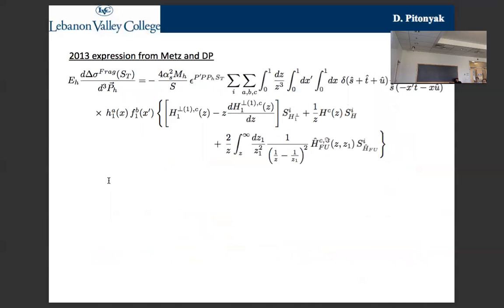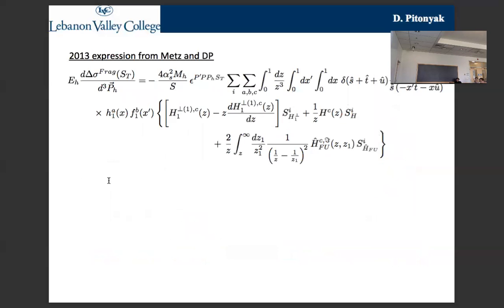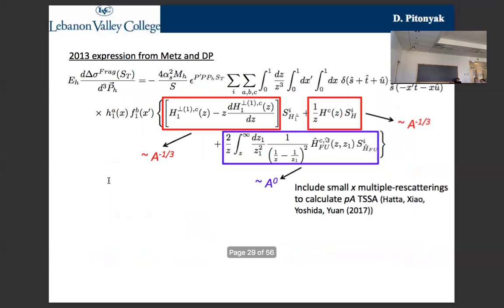So what was done by Yoshi and his collaborator was to look at our fragmentation mechanism and see what happens when they include multiple rescattering corrections to this. What is the behavior of these terms? At that time there was only the STAR results, the PHENIX results weren't out yet. But what happens to this fragmentation mechanism? Is it consistent with what they are finding in pA collisions?